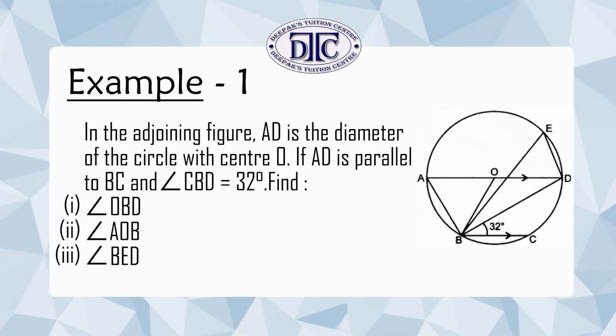In the adjoining figure, AD is the diameter of a circle with center O. If AD is parallel to BC and angle CBD is equal to 32 degrees, find subpart 1, angle OBD; subpart 2, angle AOB; subpart 3, angle BED.